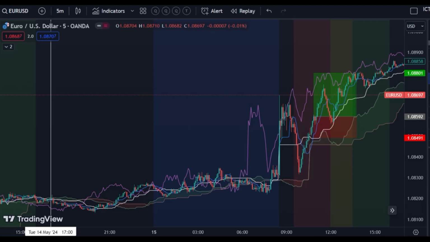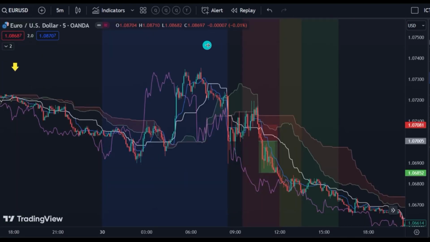But if you want to be on the conservative side, you wait for the Tenkan-sen to cross the Kijun-sen line, which happens here, and you could have taken a trade there, or you could wait until the Tenkan-sen is above the Kijun-sen, and then once price crosses the Tenkan-sen line, that's an entry. Either way, you'll get your 2-to-1. If you entered here, you get 2-to-1. If you entered here, you'll definitely get 2-to-1.